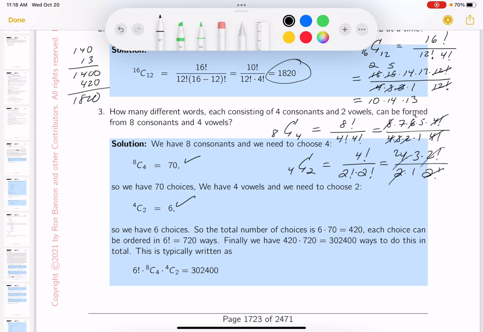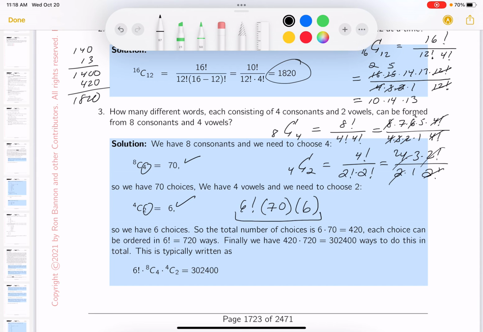So what do we got? We have 70 choices from the consonants, and we have 6 choices from the vowels. But how many letters do we have? We have 6 letters, right? Because there's 4 and there's 2. So how many orderings is this going to be? 6 factorial orderings.